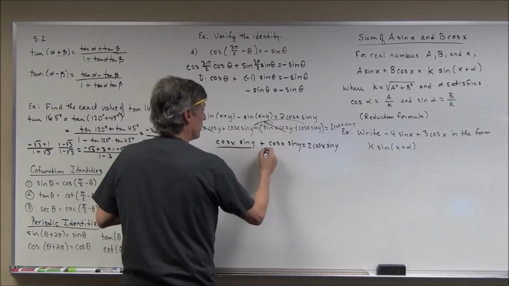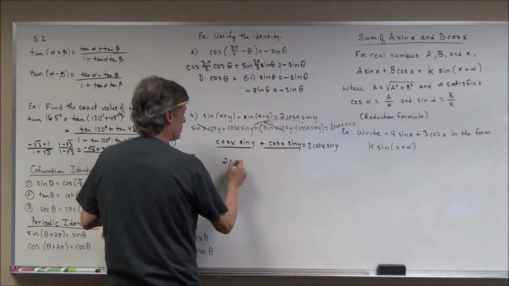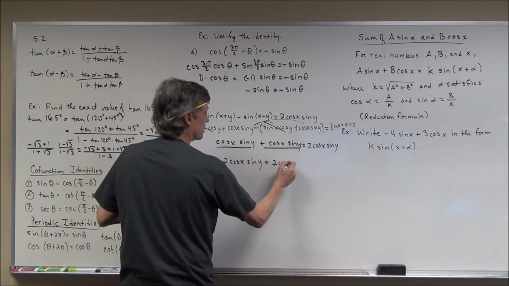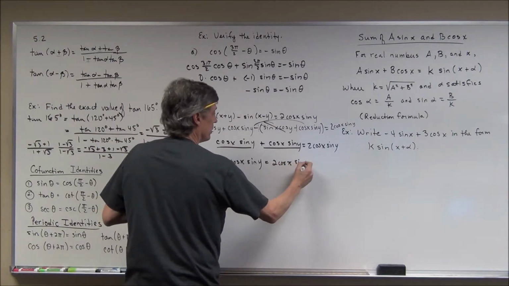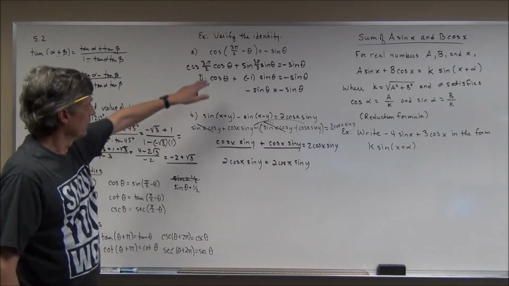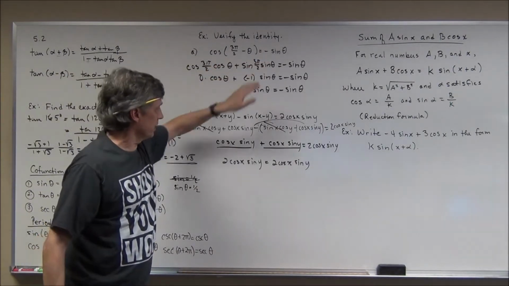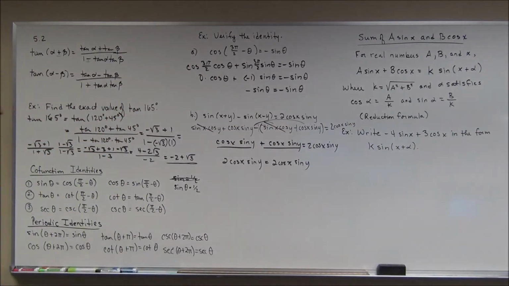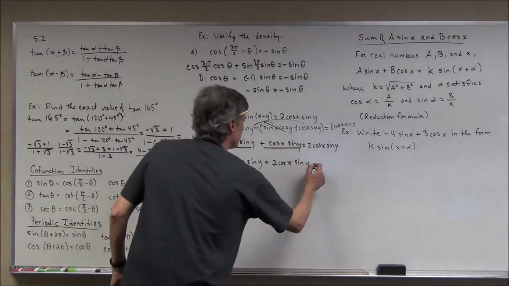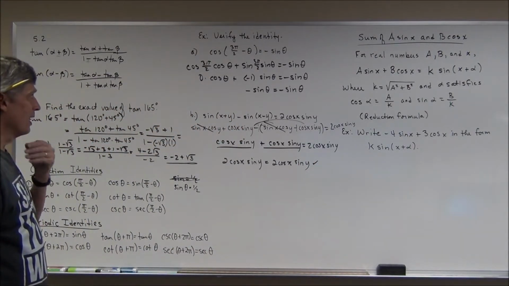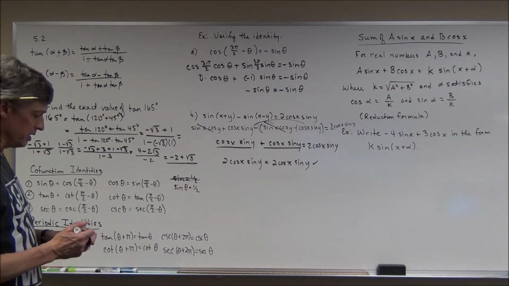So I'm going to combine those because they're like terms. So I have 2 cosine x sine y equals 2 cosine x sine y. Now remember, with the identities, you want to start with the most complicated side. Notice here, the left side was more complicated than that. All right? And that's your verification right there.